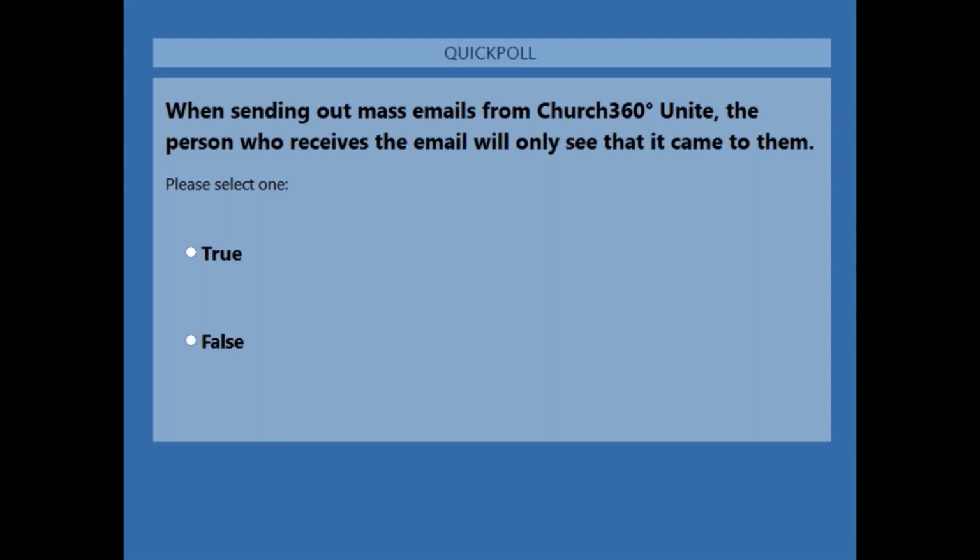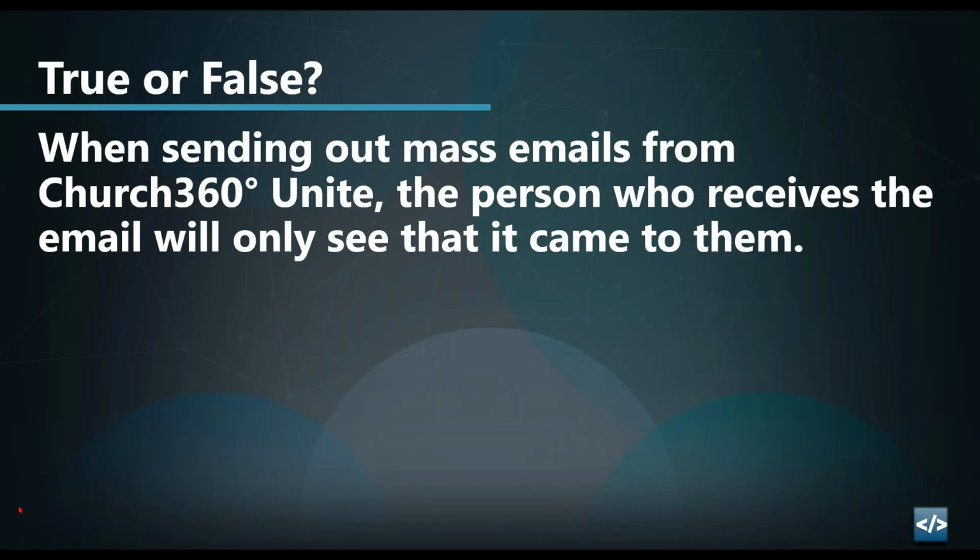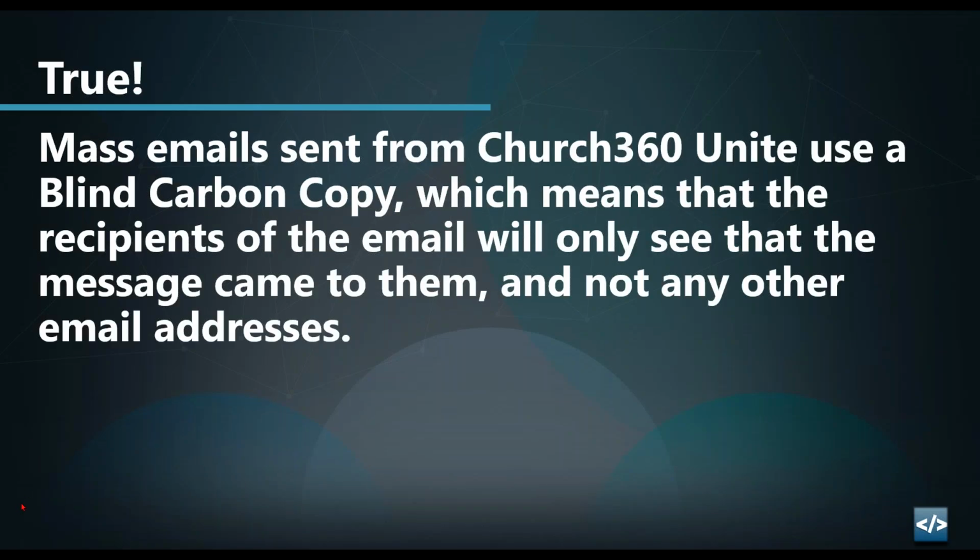100% of you said true in this case. So the answer is true. You are correct. Mass emails sent from Church360 Unite use a blind carbon copy type of feature, which means that the recipients of the email will only see that the message came to them and not any other email addresses.